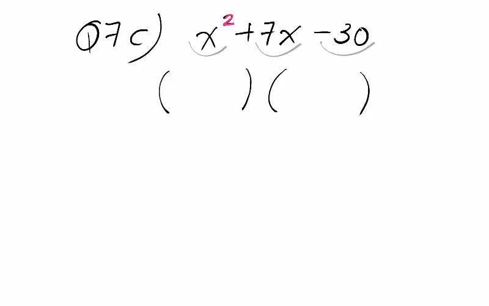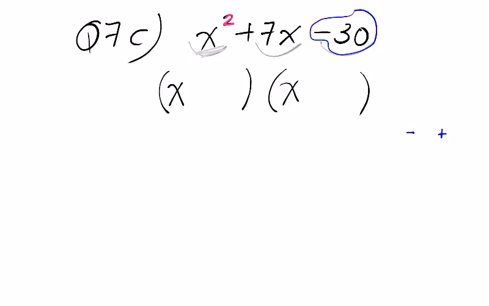To satisfy the first condition, which is that x squared, both brackets will have to start with x, because when we expand, x times x will give us the x squared. The second condition that we need to satisfy is that negative 30, the product of these two numbers here, will have to be negative 30. So one must be negative and one must be positive.